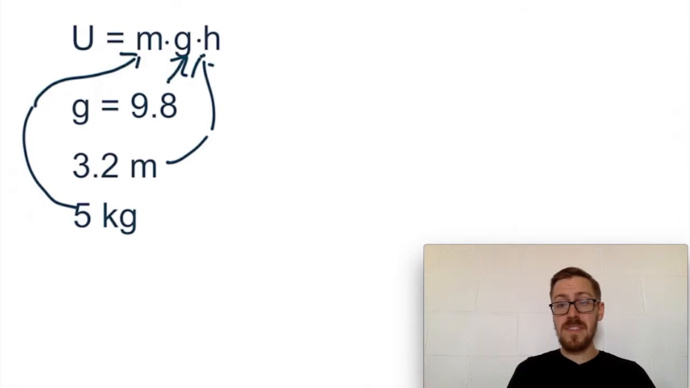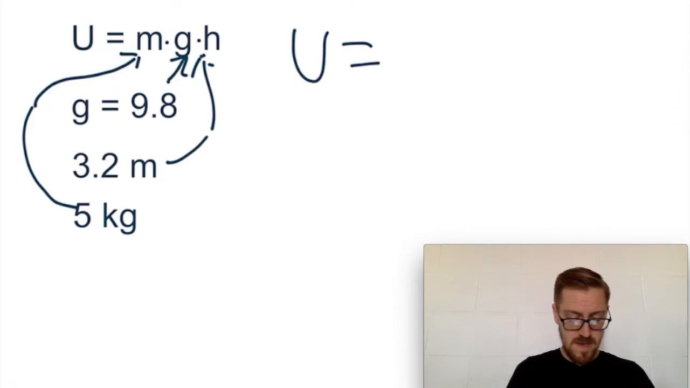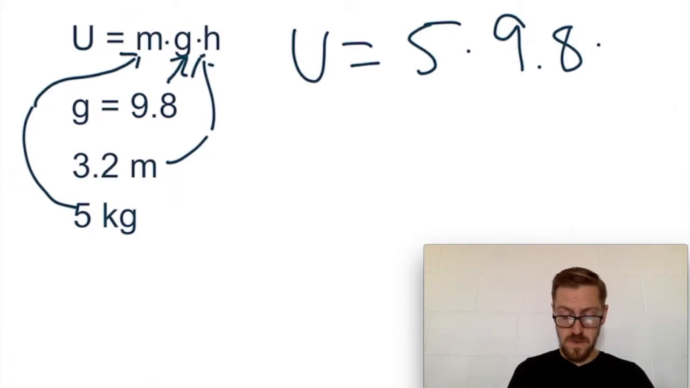So I'm going to set up this equation, and I'm going to replace all the letters that I know with the numbers that I found out. So I've got U, still have that, equals m, which I know is 5, times g, which is still 9.8, times h, which is 3.2.